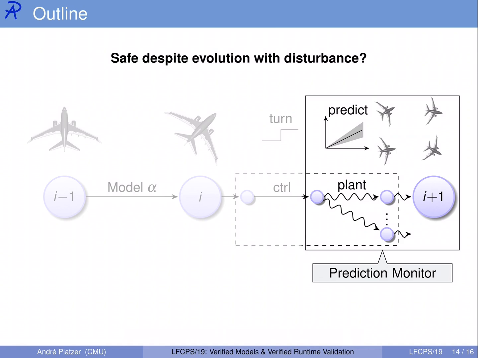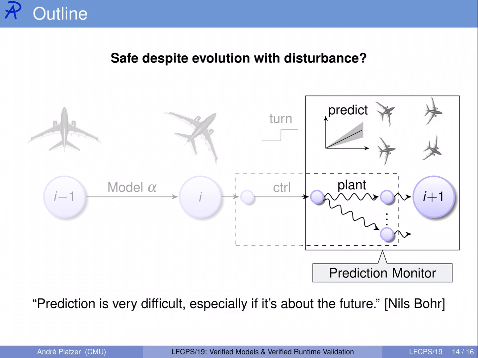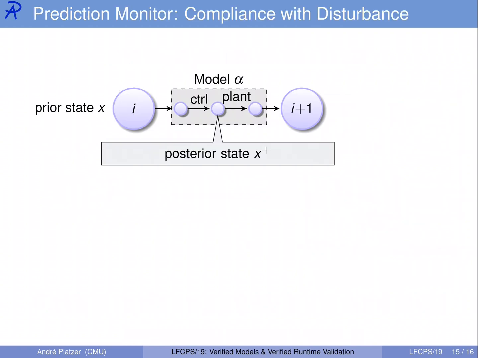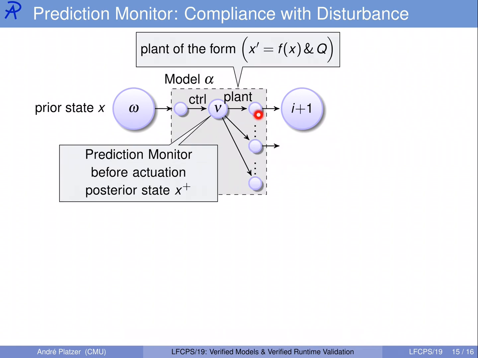And of course, Niels Bohr already realized that prediction is very difficult, especially if it's about the future, but we'll try it in any case. So how do we develop such a prediction monitor after a control is run, when a plant is running, but it could have multiple different behaviors, right?